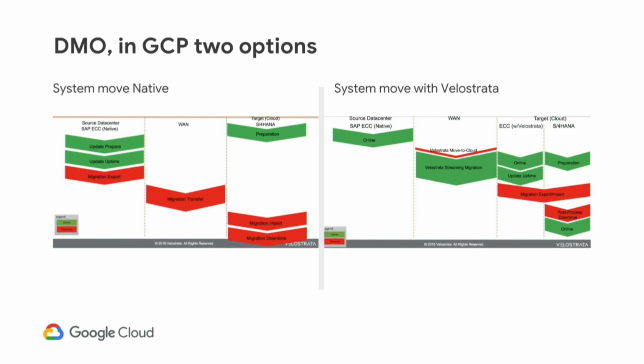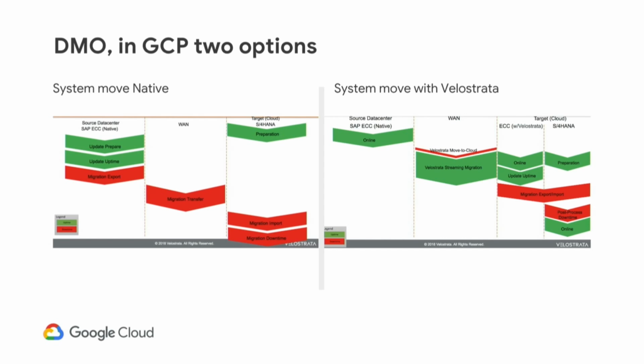Now, the reality is that that will imply some significant downtime. And I beg your pardon because I just noticed that this text might not be big enough. But the key point here is that the diagram on the left shows the downtimes that you will face if you take the approach of system move with DMO. Red means downtime again. It means the migration. You do the transfer of the migrated system over the WAN, and then you create a system on Google Cloud. Whereas on the right-hand side, we have the system move with Velostrata.